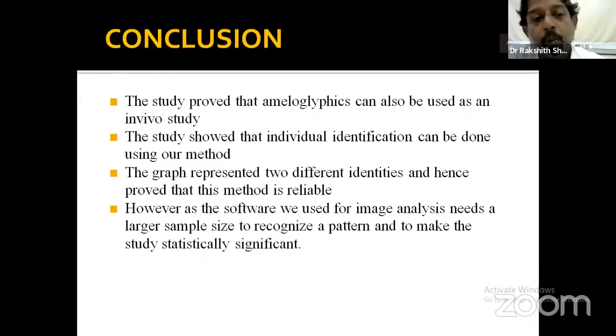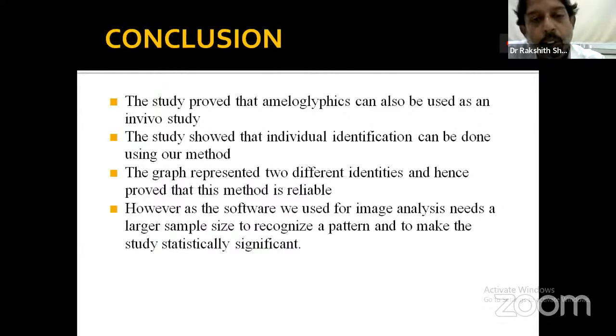So what I've come to a conclusion with this particular study was that the study proved that Ameloglyphics can also be used as an in vivo study. Everybody had to have a removal of the tooth, extract the tooth, and then study it. So what I tried to prove here was that the study does not need extraction always. We study the enamel rod ends or the enamel rods as a structure. We are getting good enough material from the enamel rods after the biofilm has been removed.